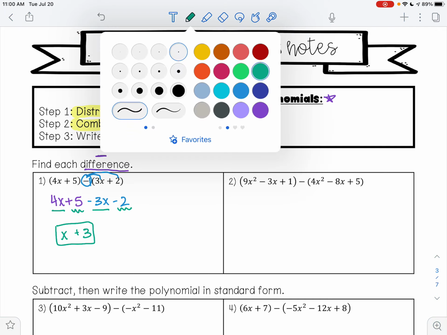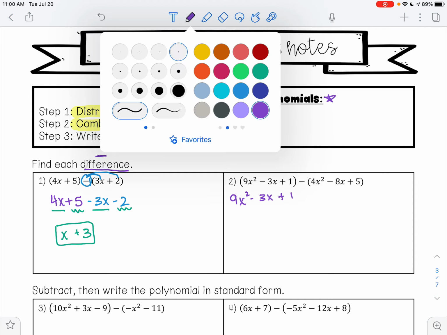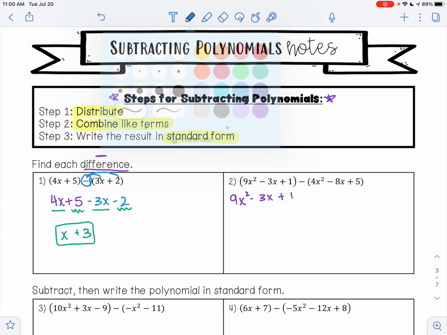Let's try this again with example 2. Again, notice there's nothing to distribute in the first set of parentheses. So I'm just going to go ahead and drop each of those terms down without the parentheses. From here, I need to distribute this negative sign. This negative sign is really like a -1.